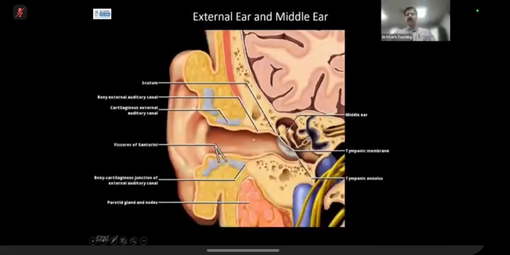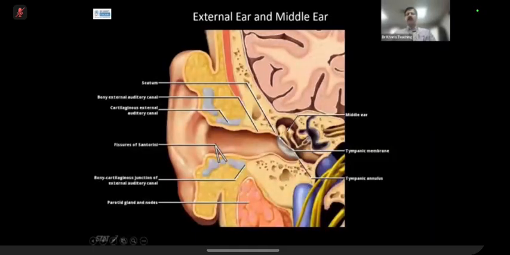Now, if you see here, this is the external auditory canal. It has got a cartilaginous component and a tympanic, a bony component. This is the tympanic membrane. Superiorly, the tympanic membrane is attached to this part, which is known as scutum, and inferiorly to the tympanic annulus.